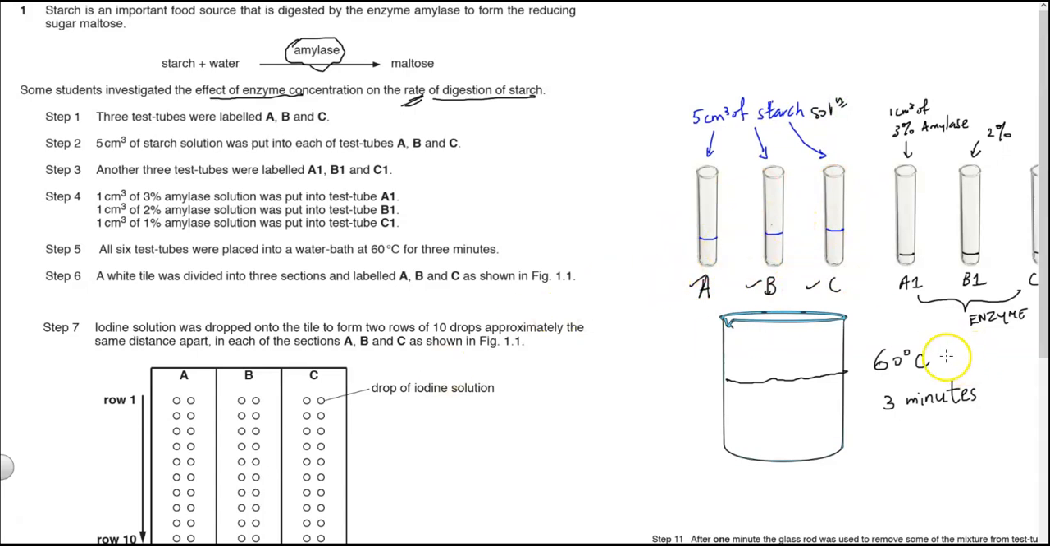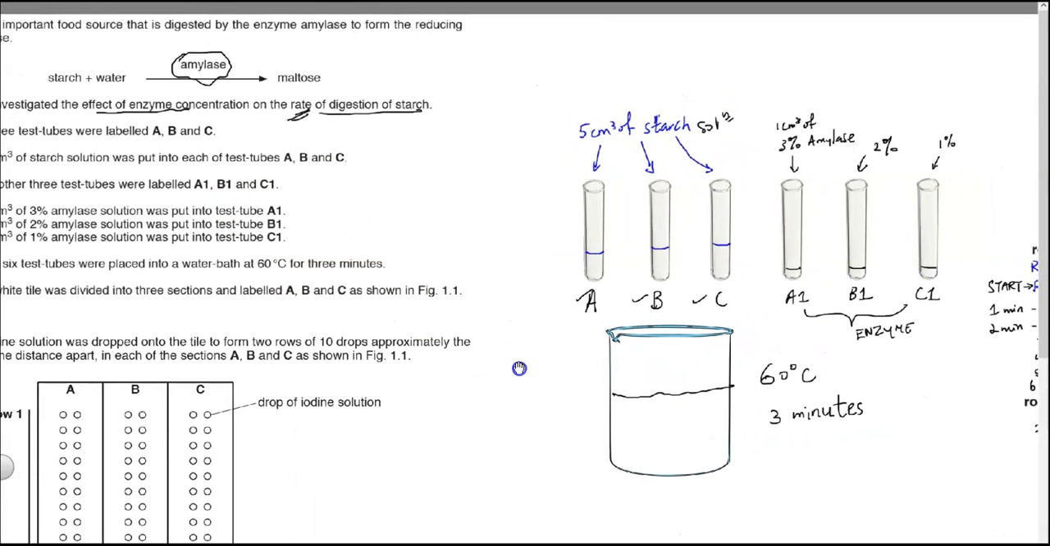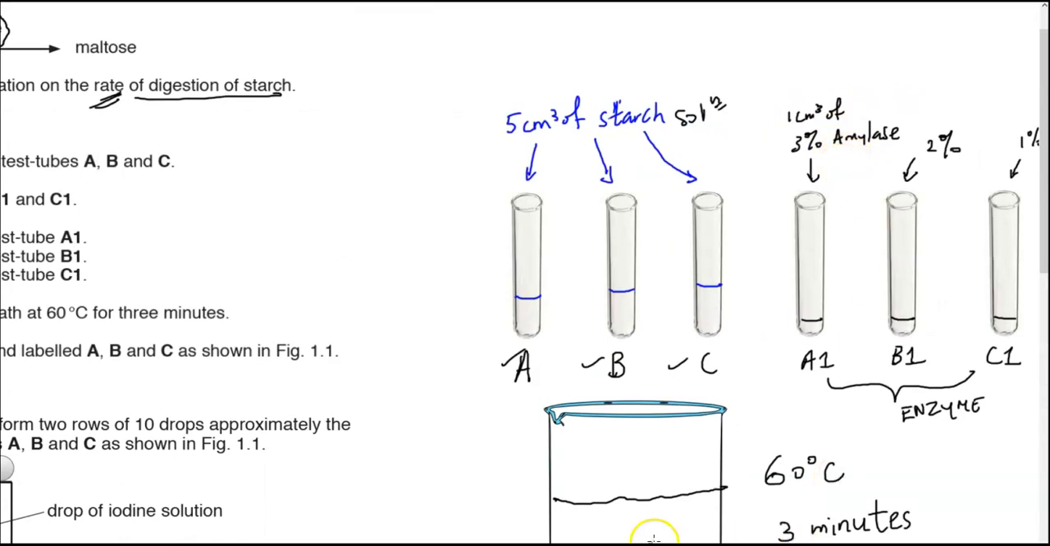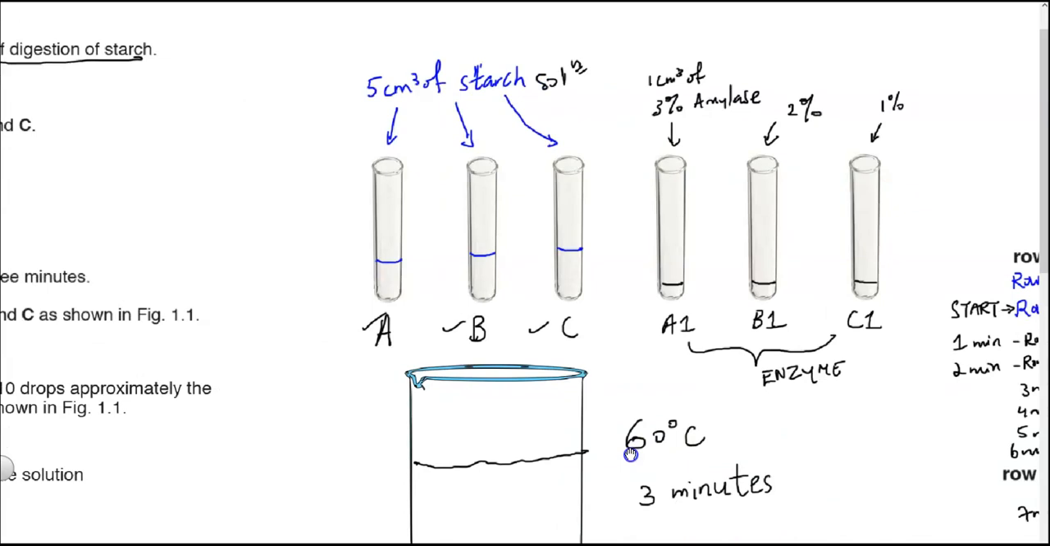Next step, we label another 3 test tubes. This time we label them as A1, B1, and C1. And the difference here is we're not adding the same amount of enzyme, but in fact we're adding different amounts of amylase, the enzyme amylase. Remember, the investigation is about the effect of enzyme concentration. So in A1 we had 3% amylase solution. The volume is the same everywhere. Bear in mind, it's 1 centimeter cube of 3% amylase in A1, and then you have 1 centimeter cube of 2% in B1 and 1% enzyme or amylase in C1.